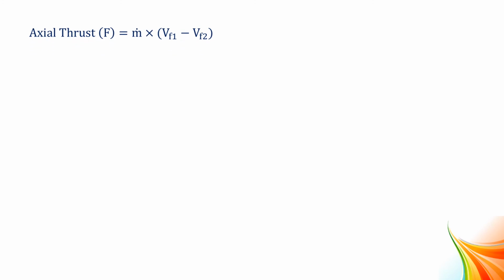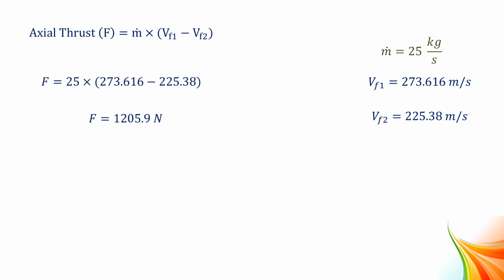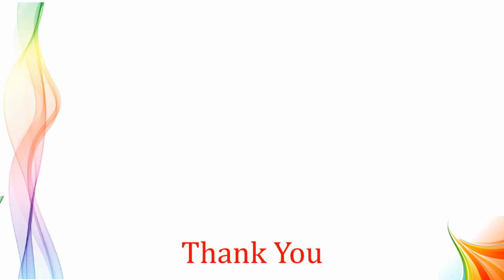Next, we have to find out the axial thrust F. F equal to m dot into (VF1 minus VF2). VF1 and VF2 values we have obtained analytically from the velocity diagram, and m dot is given in our problem. Substituting these values in the axial thrust equation, we get F is equal to 1205.9 Newton. So axial thrust F equal to 1205.9 Newton. Thank you.